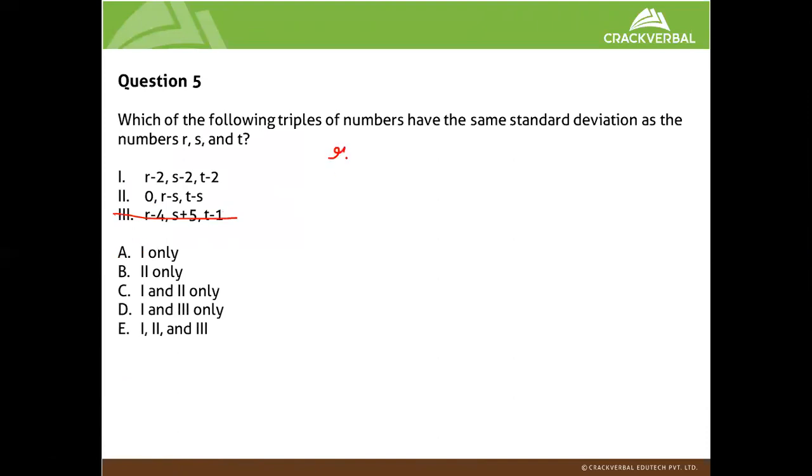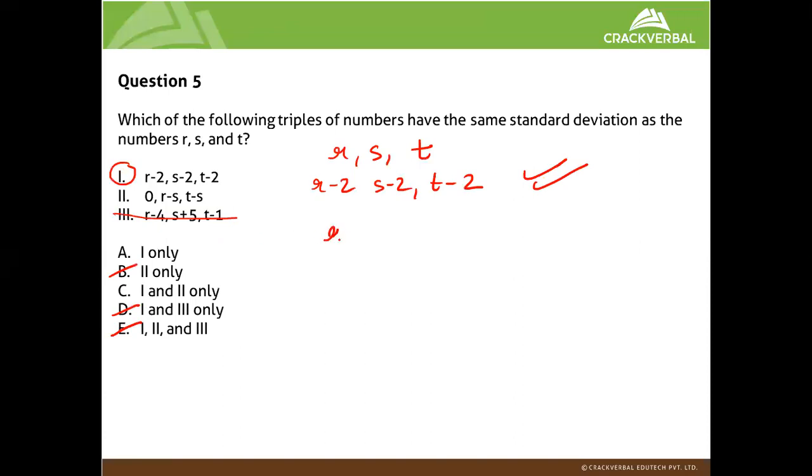But if I look at R, S, and T, what is happening in the first case is I'm subtracting a constant from every element of the set. If I subtract a constant from every element of the set, the standard deviation is definitely going to remain the same. So one is definitely a pick, right? So out goes B, out goes D, and out goes E, right?